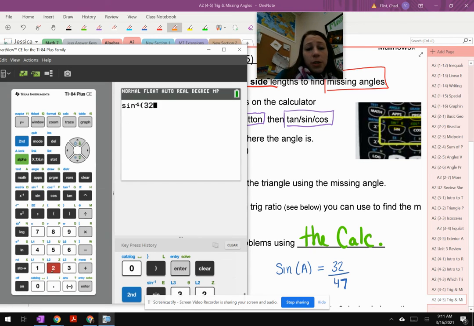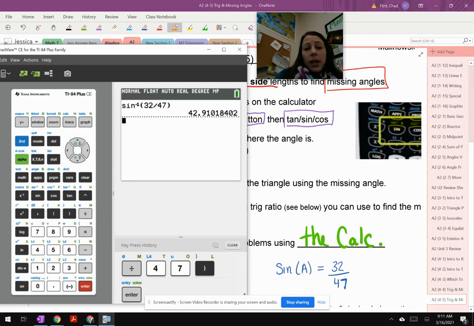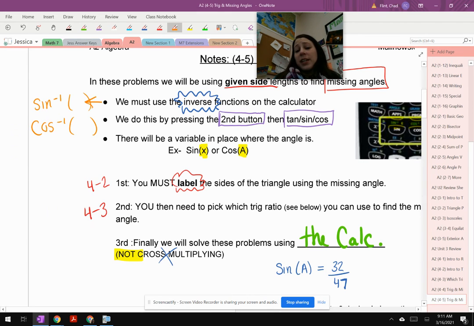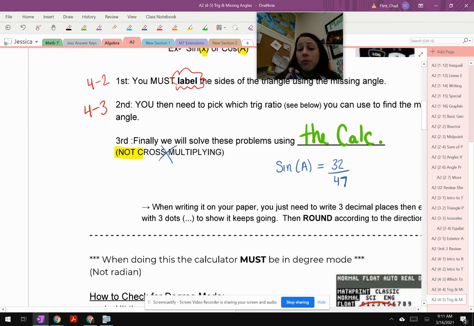And then we would just put in 32 divided by 47, and that would give us what we're looking for. That would give us our angle that we're missing. So no cross-multiplying necessary because we have that entire fraction figured out.